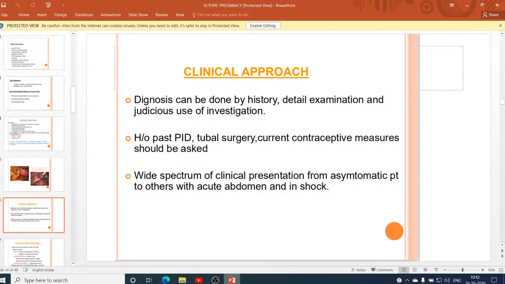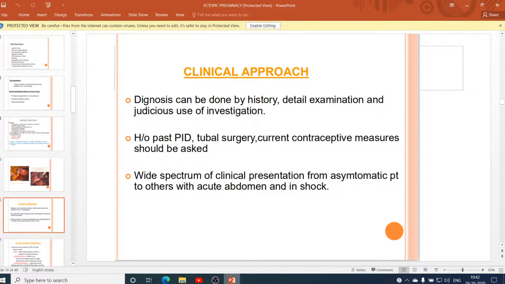Now, how do we approach the patient? What are the diagnoses? How can we approach? What should we ask the patient? Diagnosis can be done by history, digital examination, and judicious use of investigation.